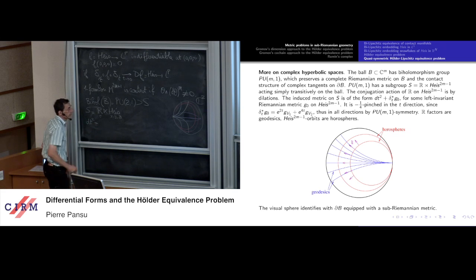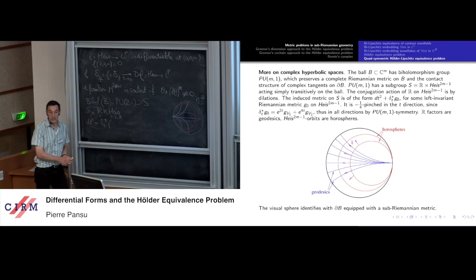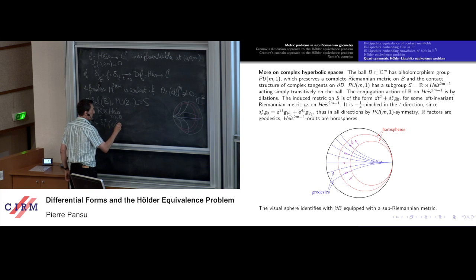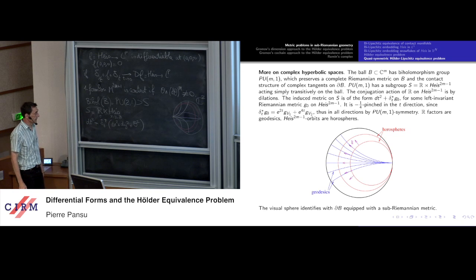dt squared plus delta t transport by dilations some left invariant Riemannian metric on the Heisenberg group, which is dx squared plus dy squared plus theta squared. Right.